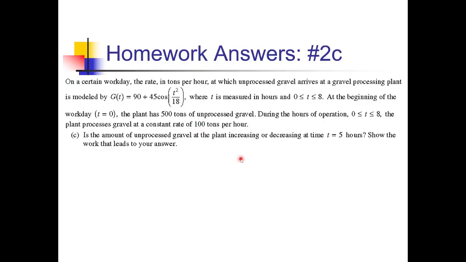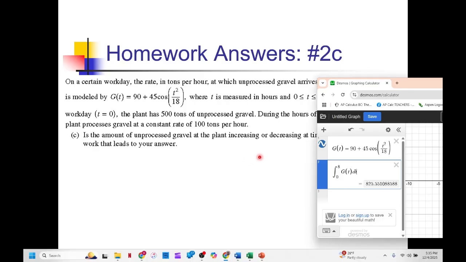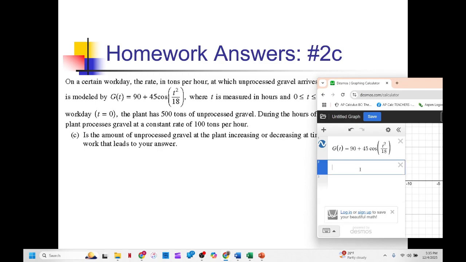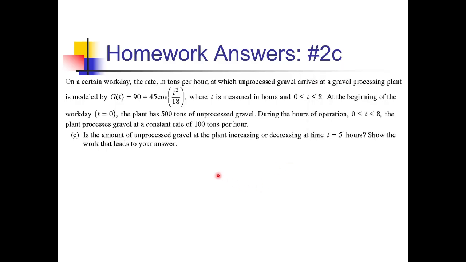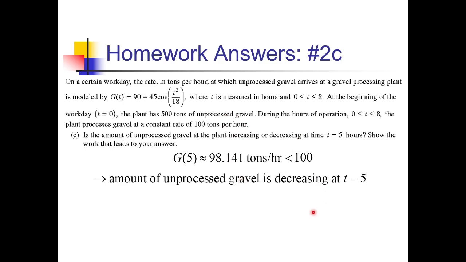So let's find what g of 5 is. And again, we'll go to the calculator for that. Let me get rid of that integral. Let's just do g of 5. And that's about 98.141, in units of tons per hour, if they wanted to know. So how does this compare to the rate at which gravel is being processed? Well, this is less than the 100 tons per hour that we're processing at. So since we're getting less in than out, that means the amount of unprocessed gravel is decreasing at that time.